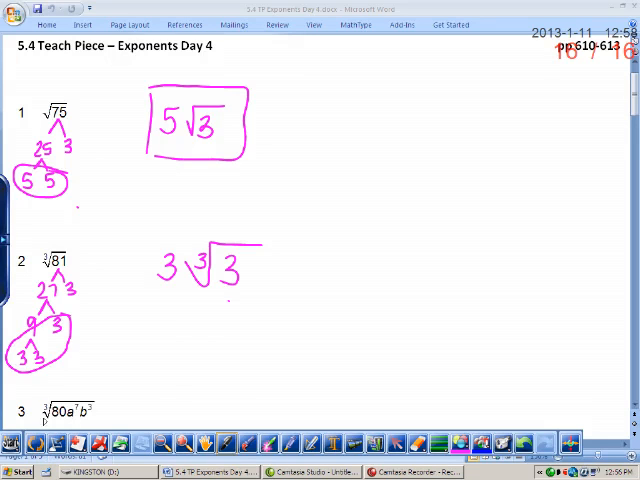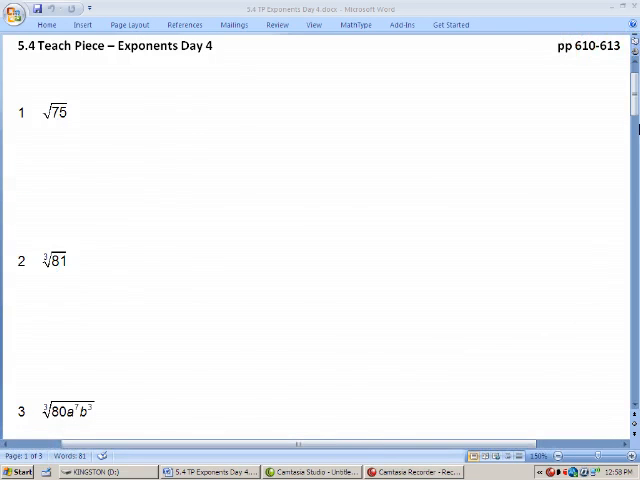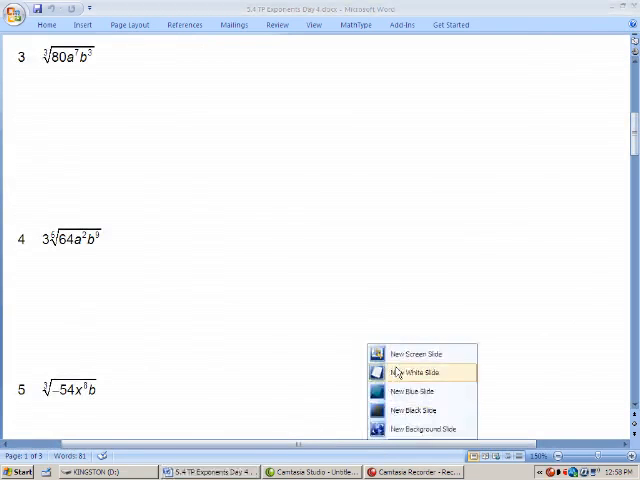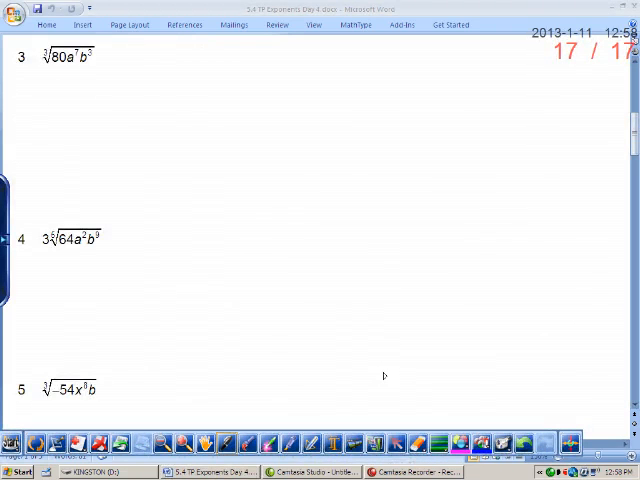All right, so let's go ahead and write this next one down. The cube root of 80 times a to the 7th, b cubed. So we're going to go part by part. We're going to start by dealing with the square root of 80. The cube root of 80? Sorry, the cube root of 80. Okay, so let's think about that. The cube root of 80.